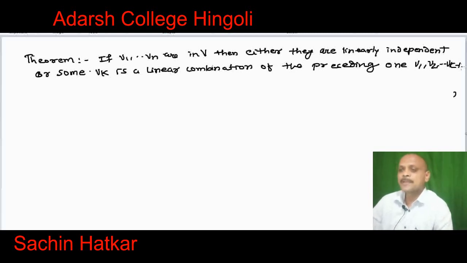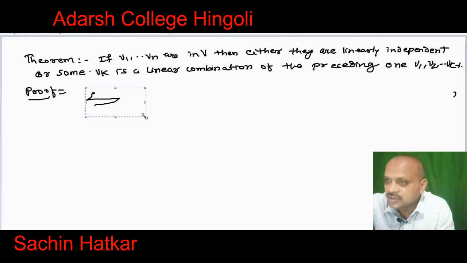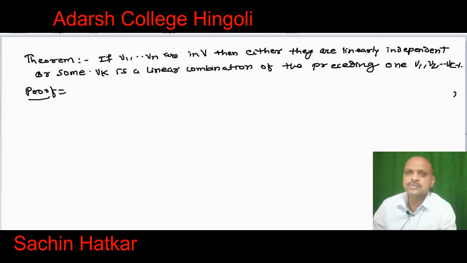This is an important theorem. If v1, v2, ..., vn are in V, they are either linearly independent or some vector is a linear combination of the preceding ones. Proof. What we want to show is that either they are linearly independent, or, if they are not linearly independent, then some vector is a linear combination of its preceding ones. First possibility: they are linearly independent. This is what we want to prove.